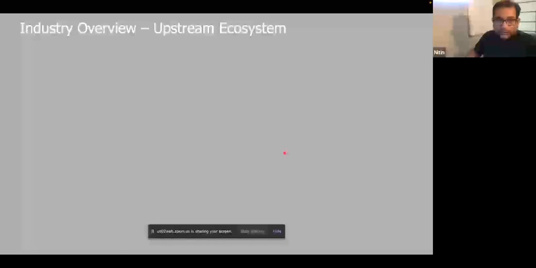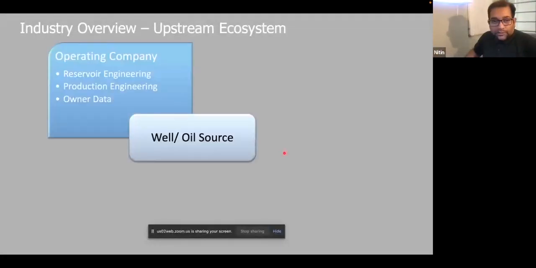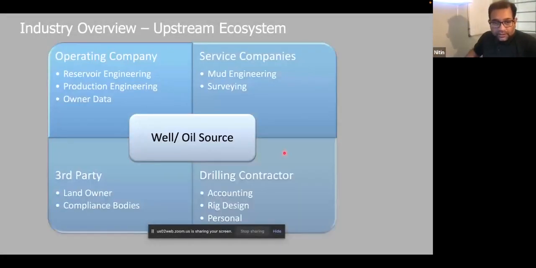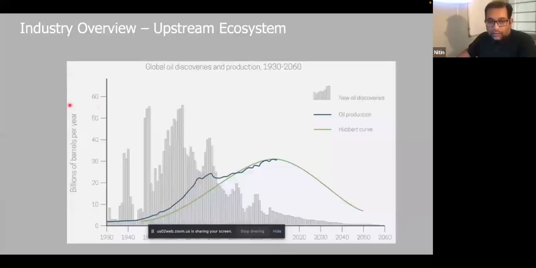Right. Quickly on the overview, I think you already have seen this, but I have already spoken about it. This is the upstream ecosystem. You have all kinds of companies which are operating companies, service companies, third party, trading, contractors, and all these sections are actually doing their own functions. This is our global demand and oil discoveries which are going on. It will plateau, it will go down, but at least right now we are at the top, somewhere here.